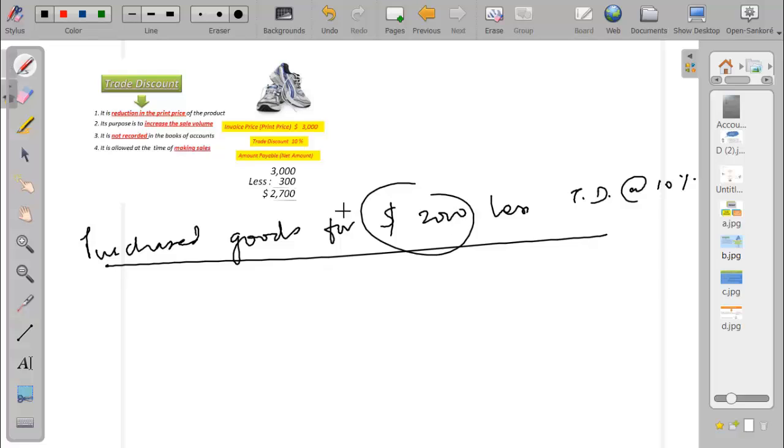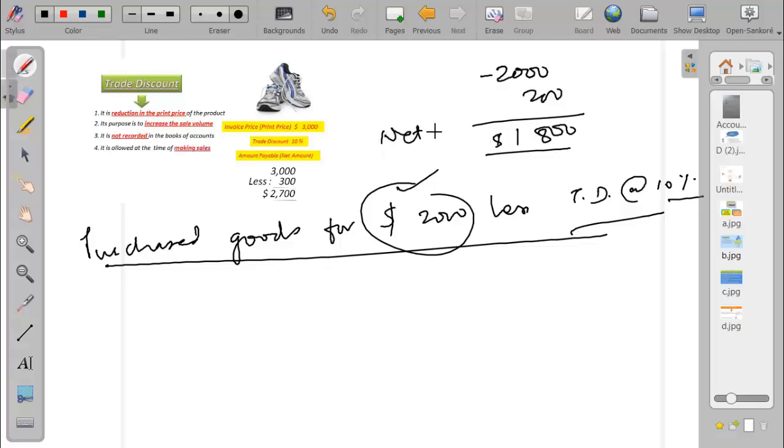Let me explain to you. This is the print price, and the shopkeeper offered us a trade discount. How much? 10%. Now see what we will do. Before passing the journal entry, first we will compute the amount. So this is the print price given in the question. And how much trade discount did he offer us? 10%. So 2,000 and its 10% is $200. Getting my point? Now what is the net amount? $1,800. This is the net amount after trade discount. Agree? And with this amount we will record this transaction.